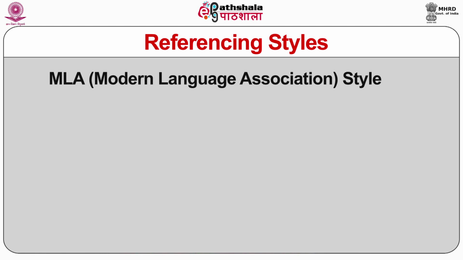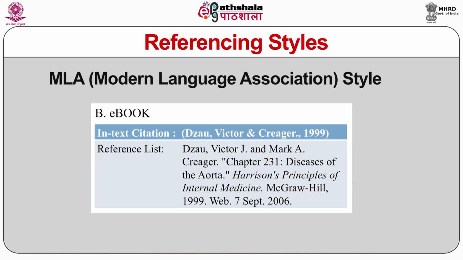The second is the e-book. Here the in-text citation will be like Zua, Victor and Krager, 1999, and the references will be Zua, Victor J. and Mark A. Krager, the complete name. Chapter 231, Diseases of the Aorta, Harrison's Principles of Internal Medicine. The publisher McGraw-Hill, published in the year 1999, web, cited on 7 September 2006, the date of referring to the web page.